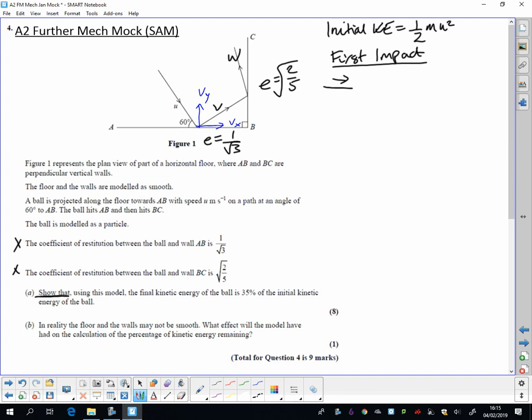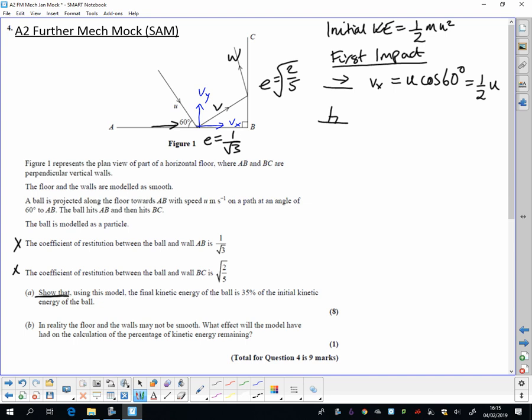So parallel to the wall, there is no change in the speed in that direction. Looking parallel to the wall, it came in there with a speed u cos 60 degrees, and cos 60 is a half, so there's going to be no change in the velocity along that way.